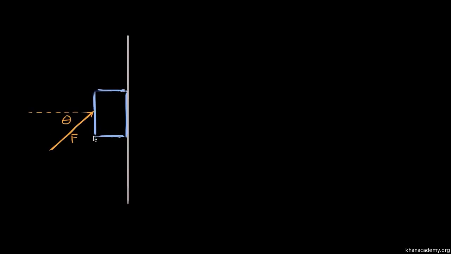So what we have depicted here, we have a block, and let's say that this block is completely stationary and it's being pushed up against this non-frictionless wall. So this wall does have friction with the block. It's being pushed by this force of magnitude F, and its direction makes an angle of theta with the horizontal.